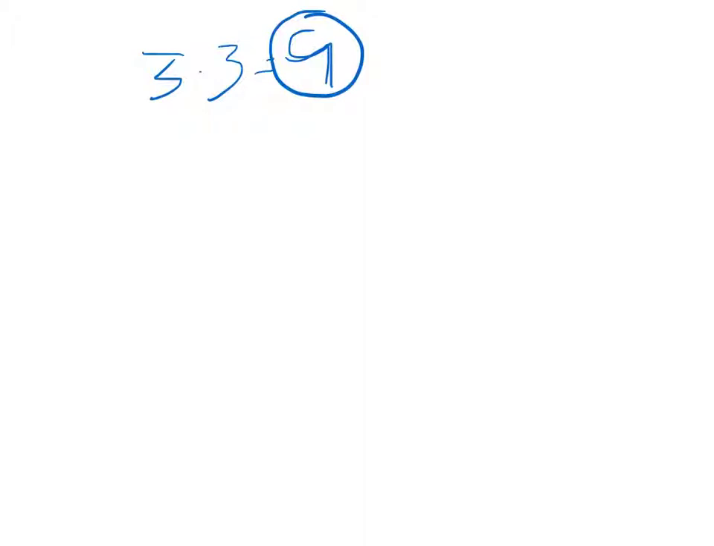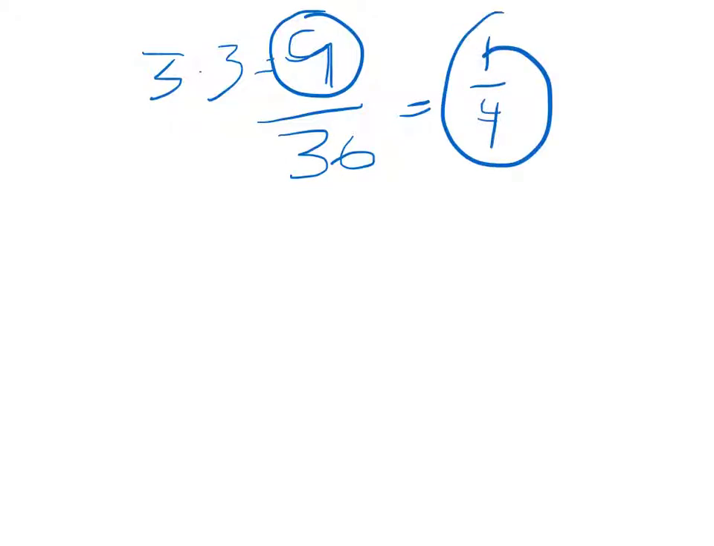And then it asked, what is the probability of rolling an even number on each cube? Well, that would be 9 out of, and we know already there are 36 possible outcomes. We can reduce that to 1/4. So the probability of getting an even one on each roll is 1 out of 4 times.